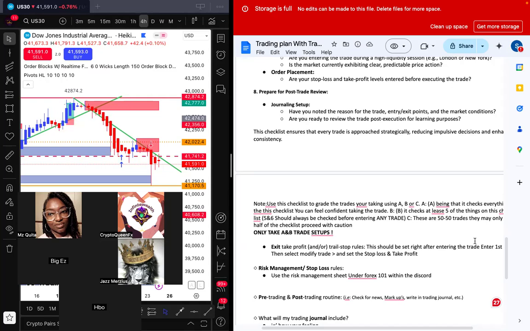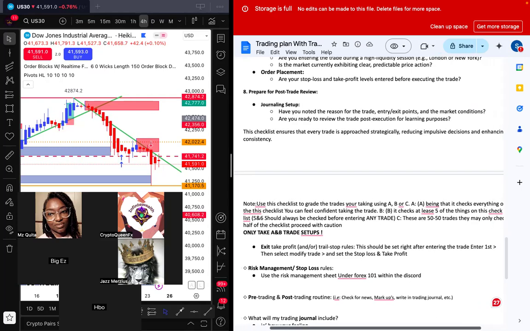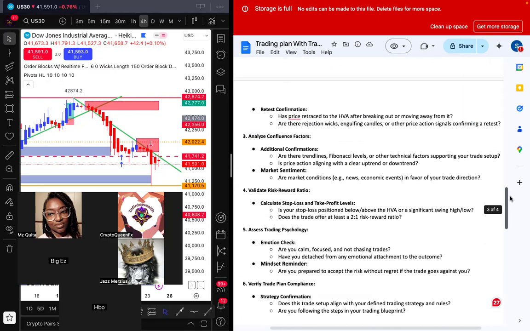B is it checks at least 5 of the things off the checklist. C is it's 50-50, and you should only be taking A and B setups. Like before you enter, it should at least have a checklist right here.